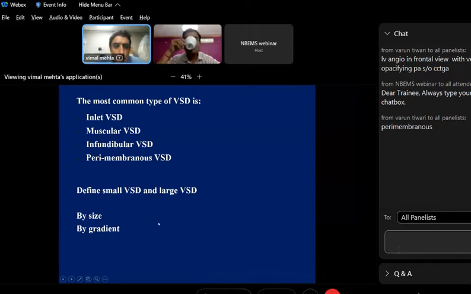And importantly, how do you size VSD? How do you define small VSD and large VSD? Because ultimately, when a patient with VSD comes, you have to decide whether you need surgery or not. Compared with aortic annulus. Spelling is wrong, but it is right. Correct. You compare it with aortic annulus, and how do you do it?